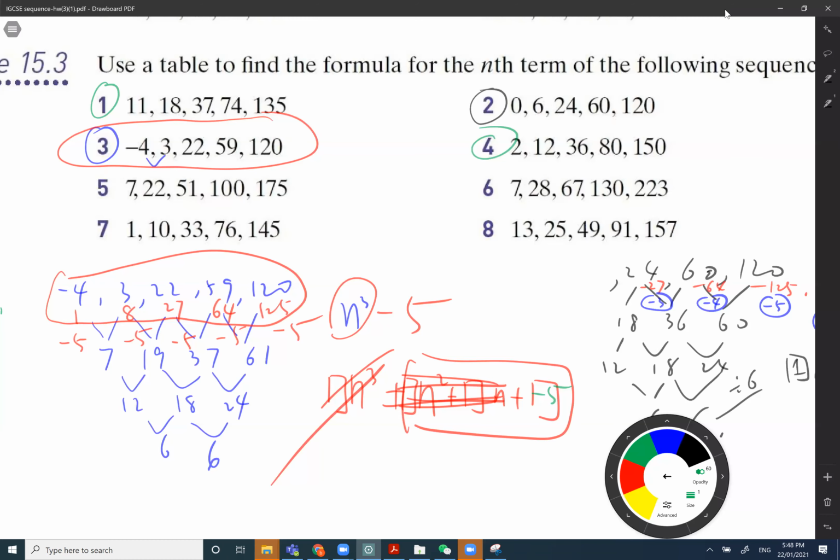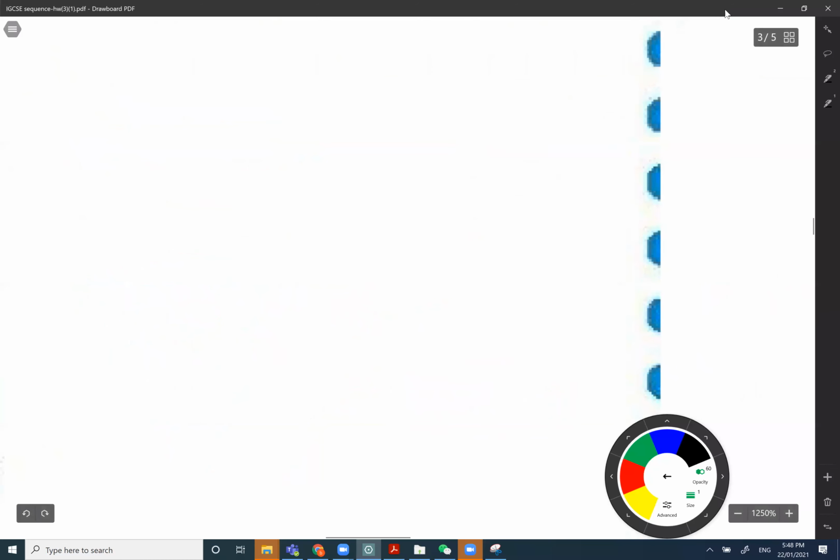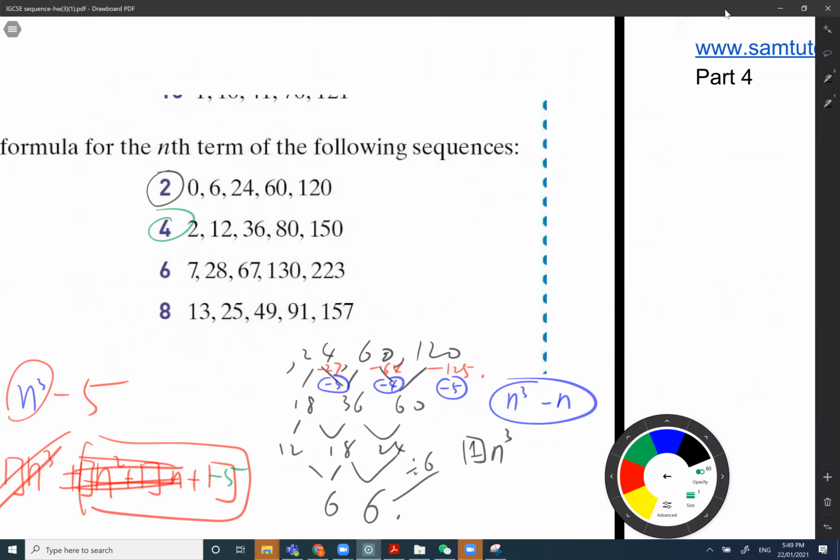This one. Yeah, after you check the difference, the final is still 6, so still n cubed. We minus 1, 8, 27, 64, 125. What do we have? We have 1, 4, 9, 16, 25. The information left is just n squared. So the answer: n cubed plus n squared.